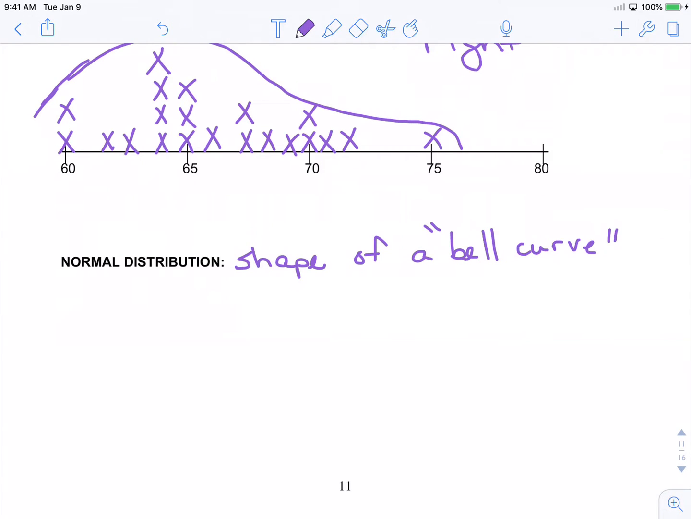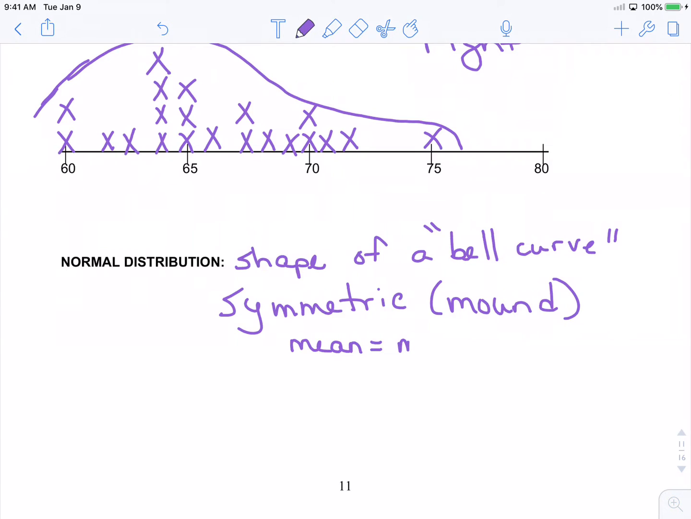So a bell curve is a symmetric curve. Remember, symmetrical. You have half the data on each side of the middle of the graph. And it can be thought of as that mound shape. So a bell curve is a symmetric curve that has the mound shape. So it has symmetry, and the mean and the median are equal to each other when this occurs.